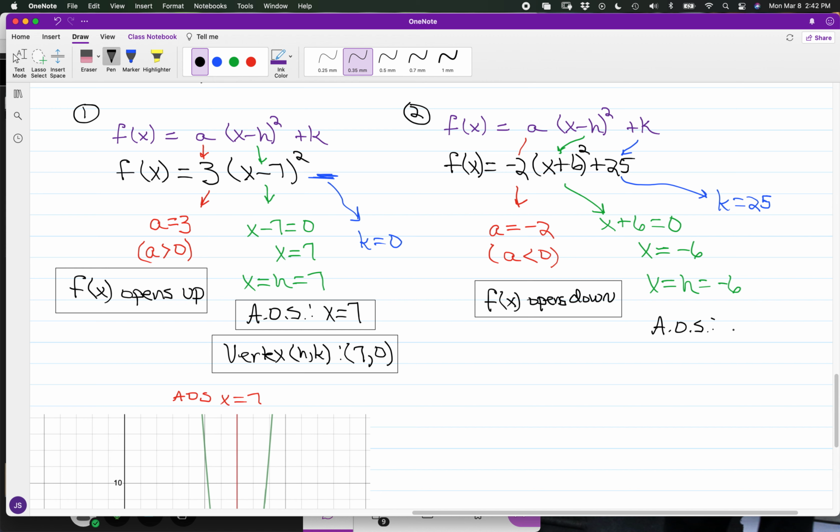So for the axis of symmetry, again, that is going to be at x is equal to negative 6. And for the vertex (h, k), we have that located at (negative 6, 25).